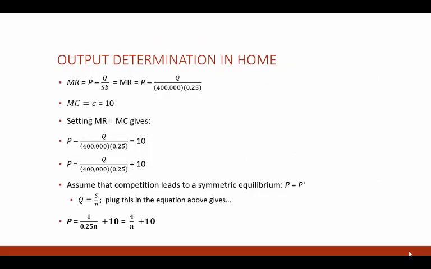We focus on home first. Output is determined by going through the usual process. We obtain the marginal revenue, we set it equal to marginal cost, we then assume a symmetric equilibrium and plug that in for Q in the price function, and this results in the price being equal to 4 divided by n plus 10.